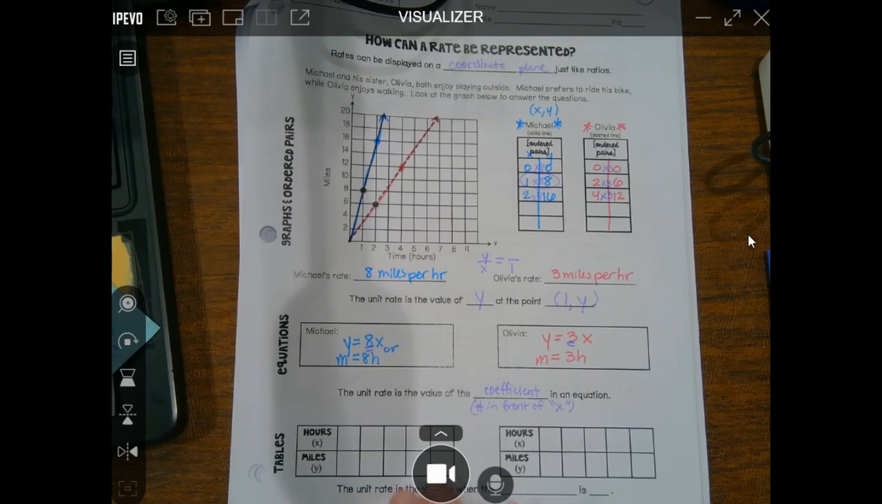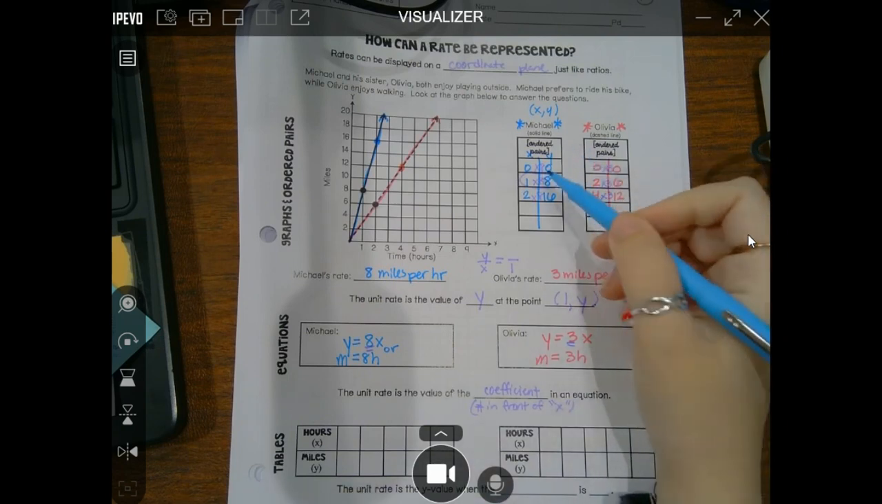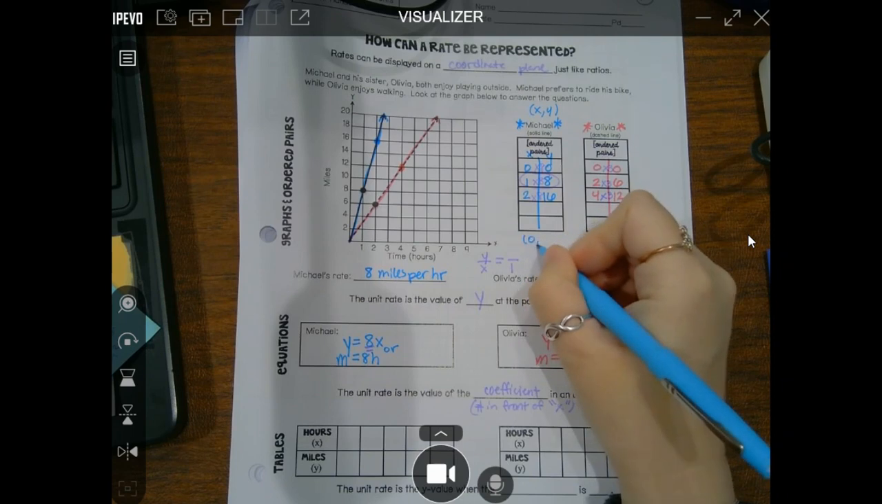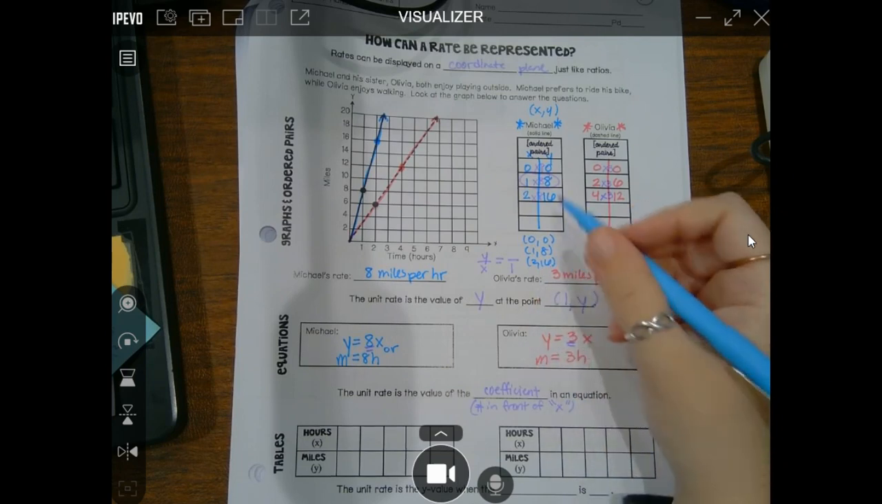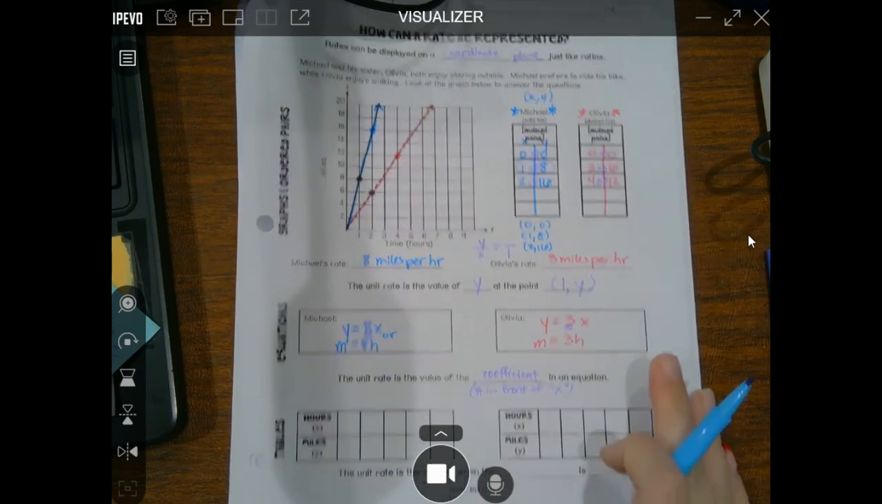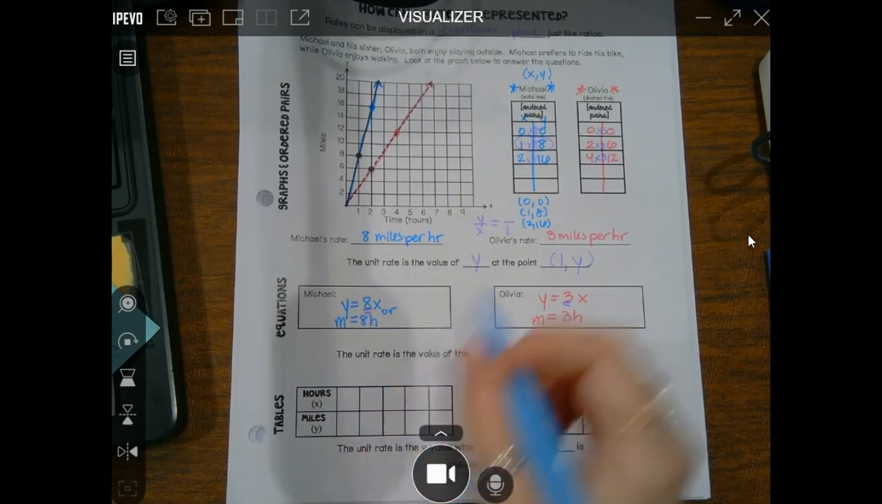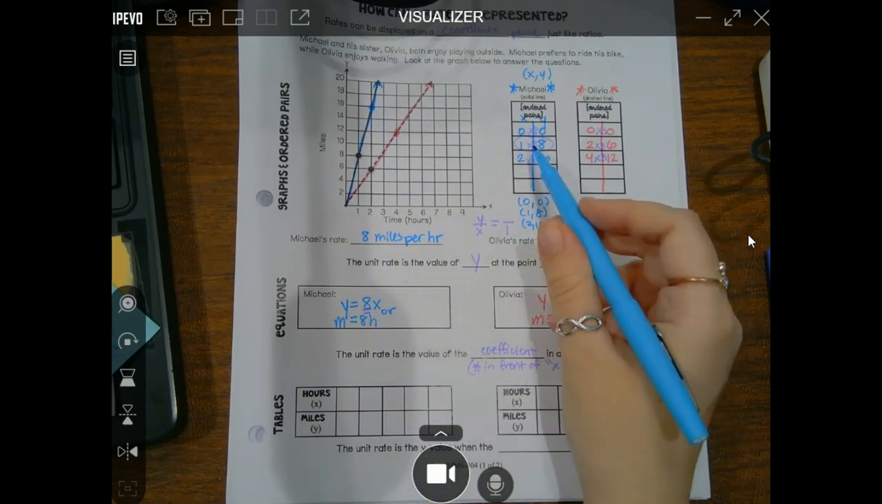So if I were to look up here, I kind of sort of already started this, didn't I? When I was supposed to do ordered pairs, they wanted it to look like (0, 0) and (1, 8) and (2, 16). Those are really the ordered pairs, but I just kind of already made it into a table. So here's what they were looking for.